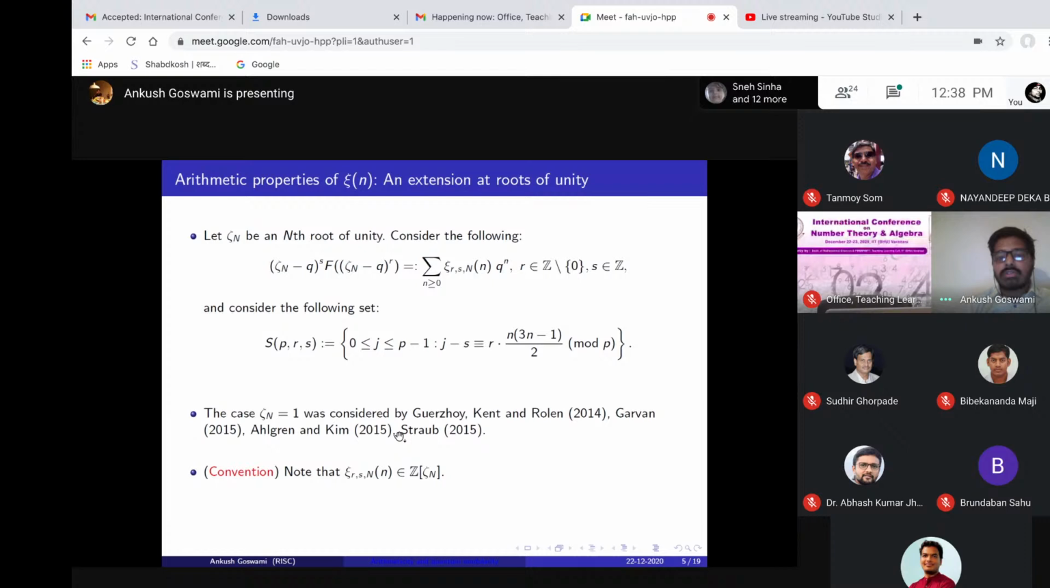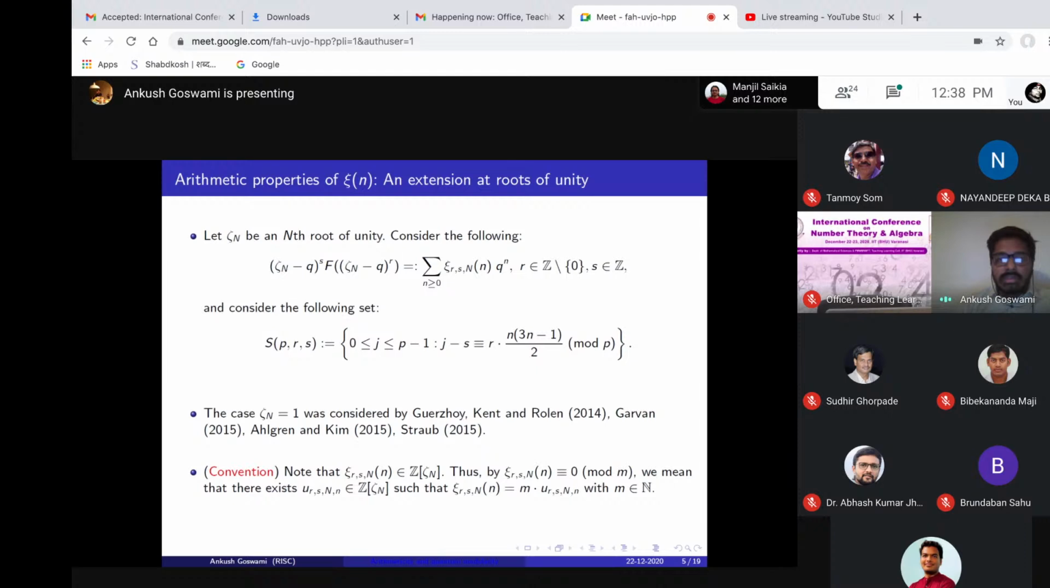Okay, so to describe the congruences for the generalized family of Fishburn numbers, we first have to adopt a convention. If you look at these numbers, ξ_{r,s}(N; n), they may not be integers. They belong to the cyclotomic ring of integers. So when I say ξ_{r,s}(N; n) is congruent to 0 mod some natural number m, we mean that there is some other element u in the same cyclotomic ring of integers such that you can write ξ_{r,s}(N; n) as m times u. So this is the convention that we're going to adopt for the rest of our slides.